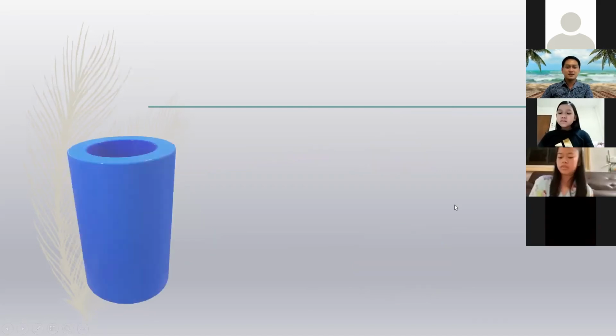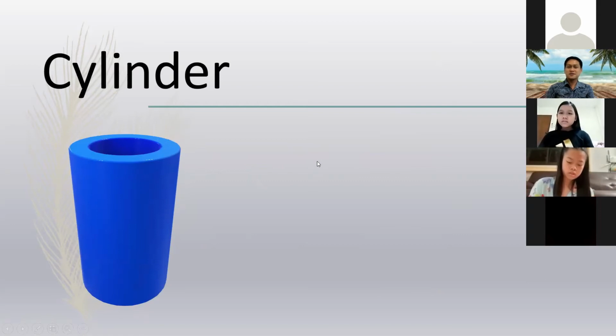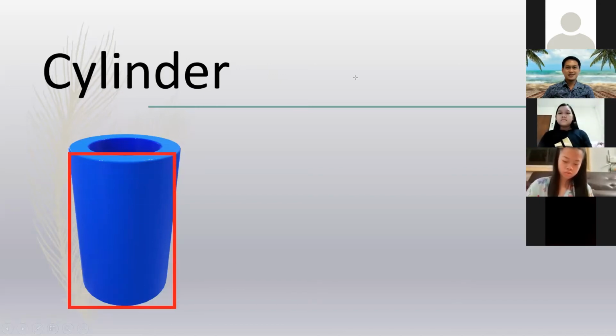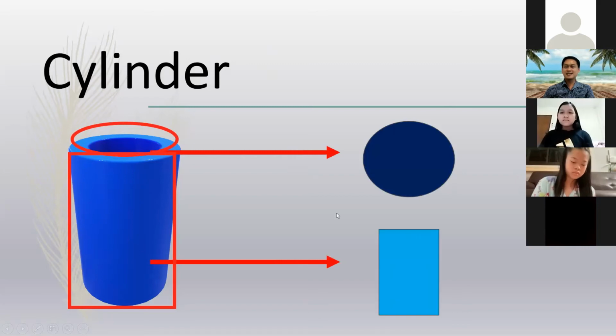Okay. Next. A cylinder. So what 2D shapes can we find in a cylinder? Oh, sorry, I gave the name. Okay, what 2D shapes can we find in a cylinder? Anyone? Any guess? Rectangle and circle. Okay, we can find a rectangle and a circle. Next.